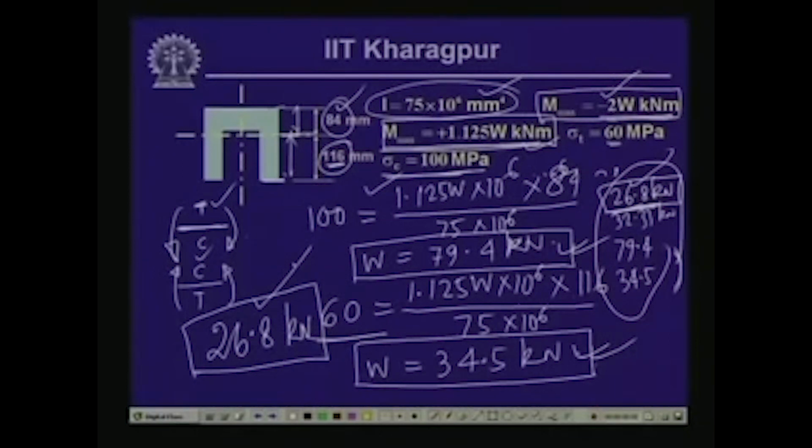Now, if we apply a load more than 26.8 kilonewton, as we have calculated corresponding to the other cases, then the stress level in other values will exceed. Hence, we will have to apply the minimum possible W which we have evaluated out of these 4 cases, and that is the maximum load that we can apply on the beam, so that the beam functions and safely carries the load indicated in the beam.